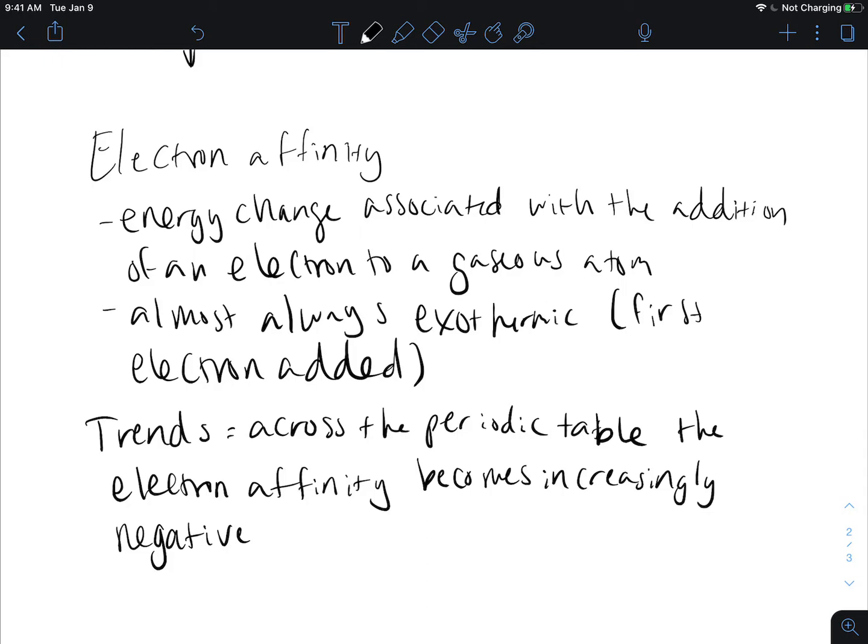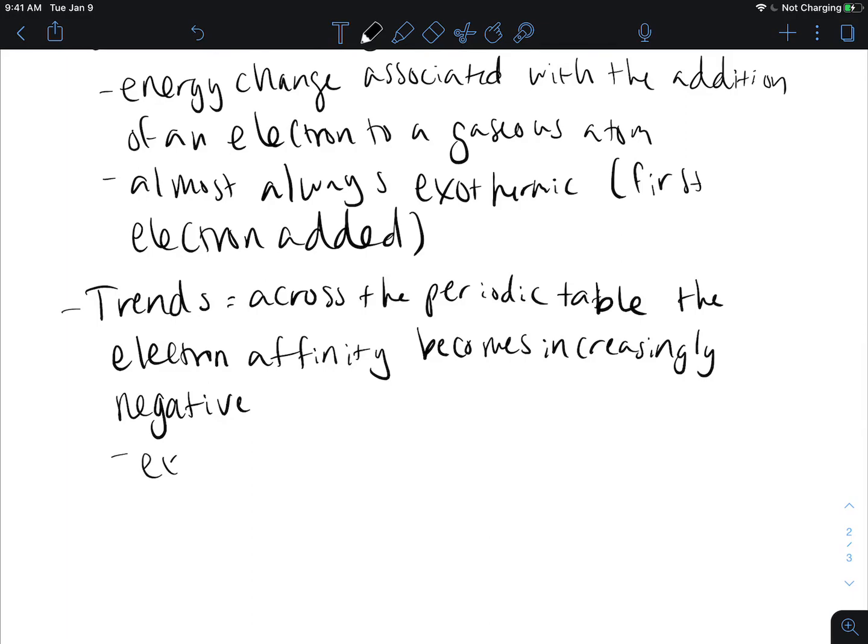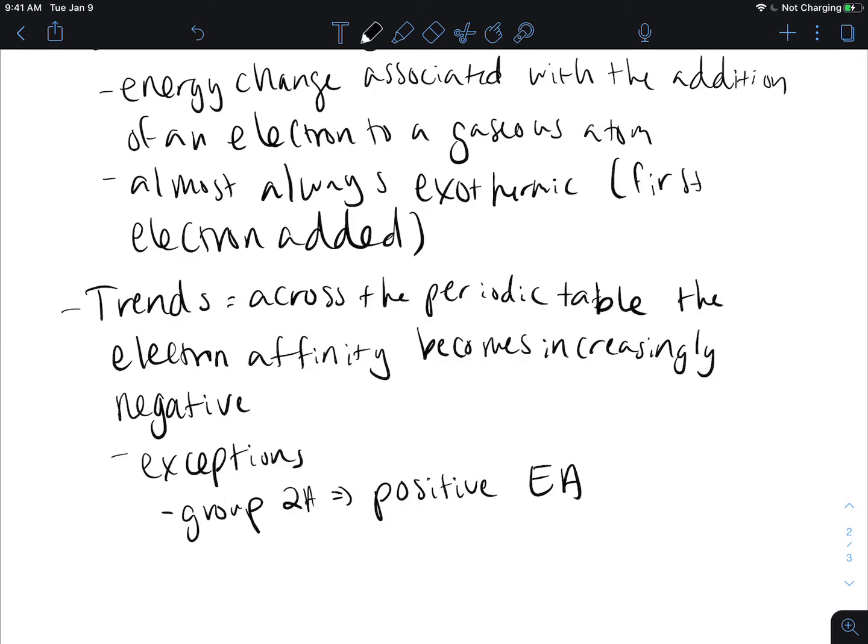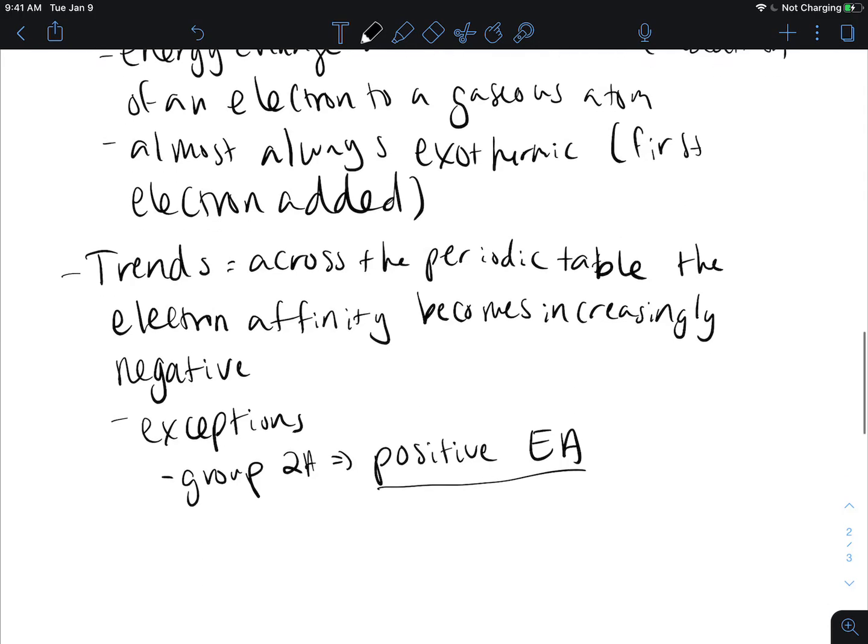For instance, nitrogen has a positive value. Group 2A have positive values. So if you have group 2, this has positive electron affinities, EA, because now we're adding into an empty orbital. So we didn't have any electrons in the P subshell, but adding an electron to a group 2 atom will actually cause us to have electrons in that P, so that will be an energetically unfavorable thing.